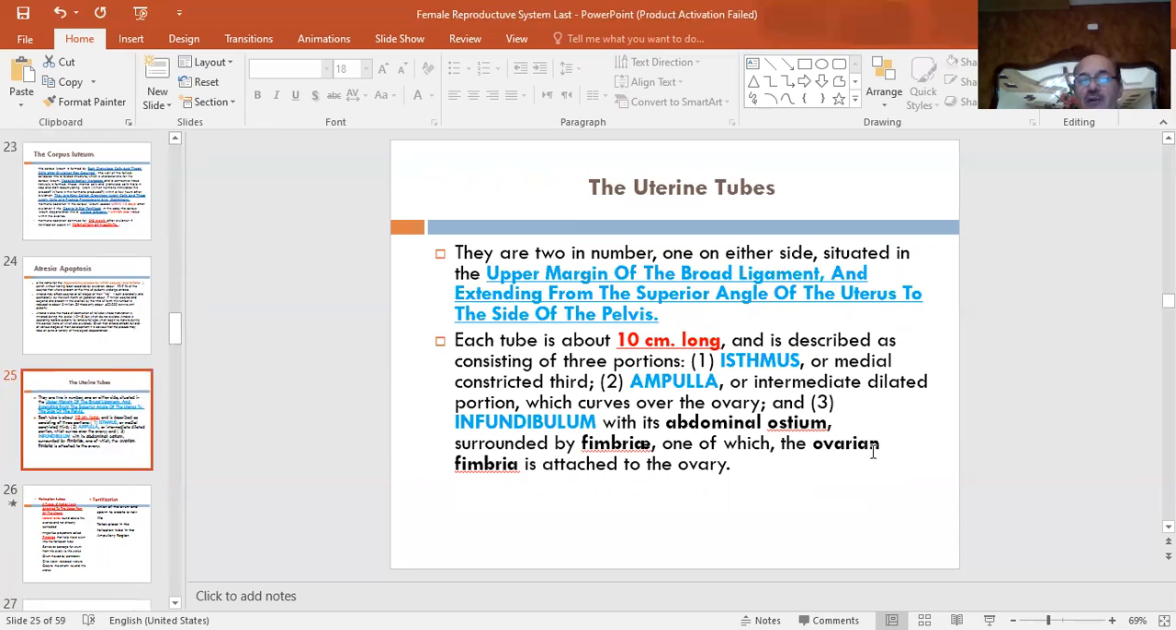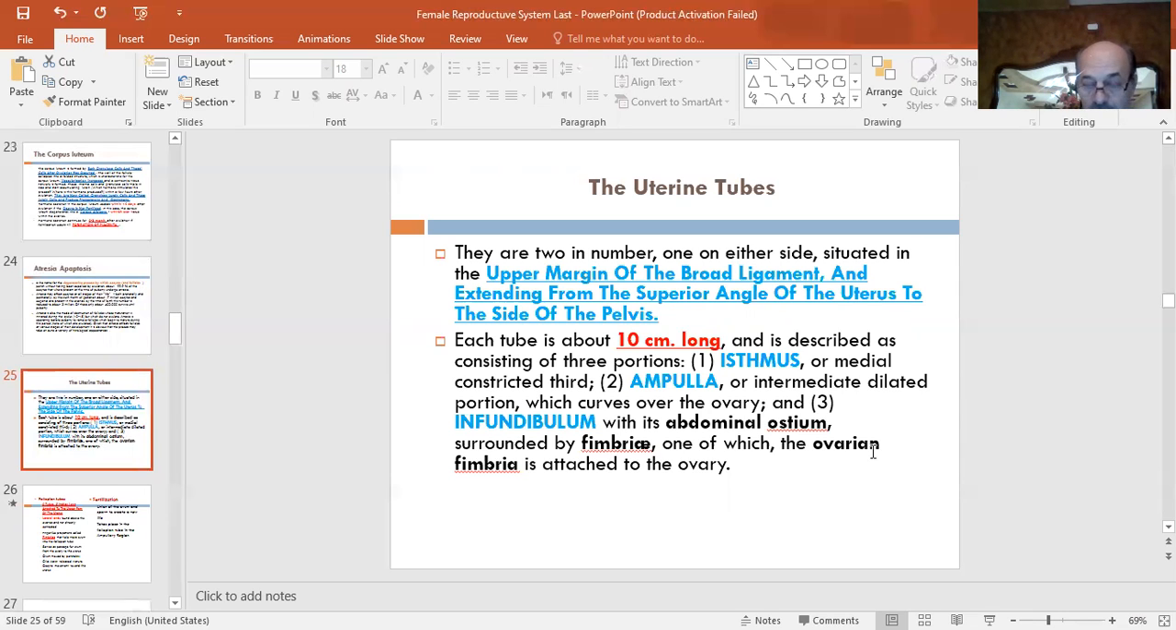Now, the uterine tube: there are 2 in number, one on each side of the ovary, and they pass within the upper margin of the broad ligament and extend from the superior posterior aspect of the uterus to either side of the pelvis, overlooking the ovary. So there is no close contact or attachment between the lateral part of the fallopian tube and the ovary. But we have there the infundibulum part, which we'll talk about in a while.